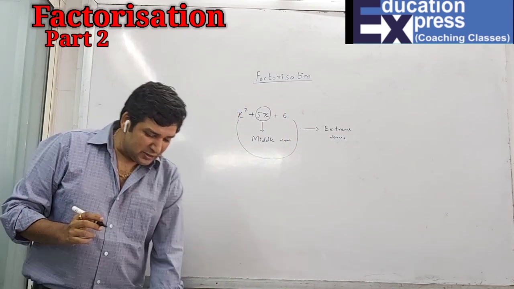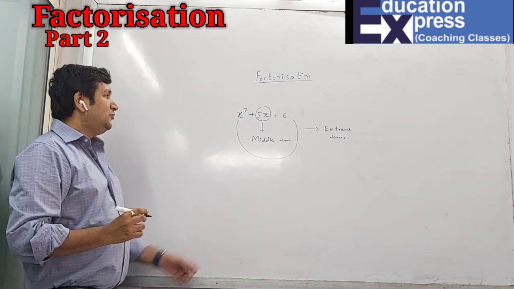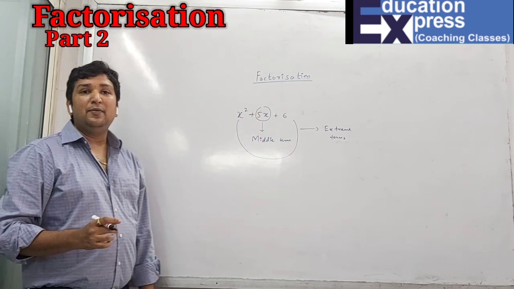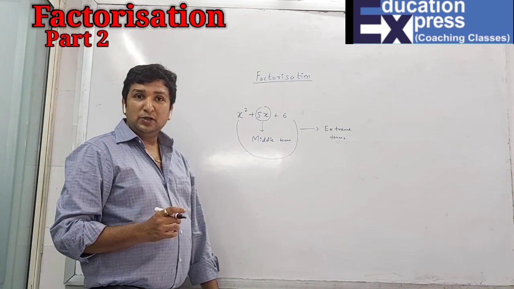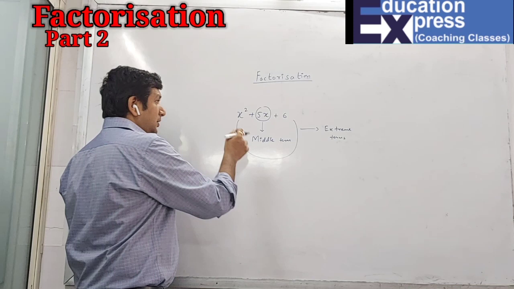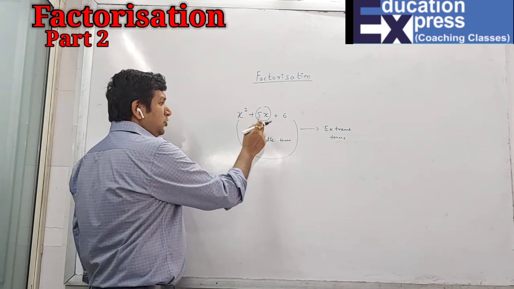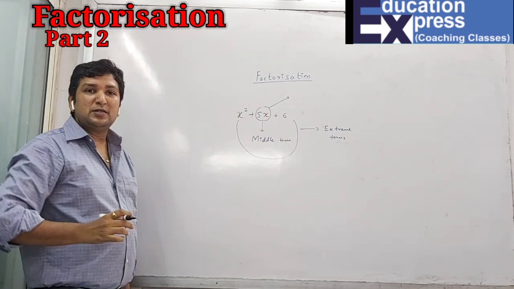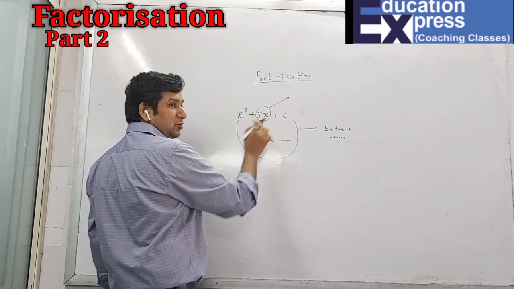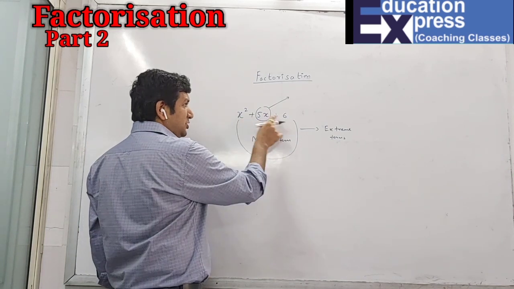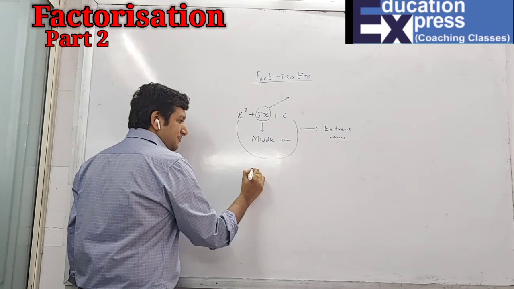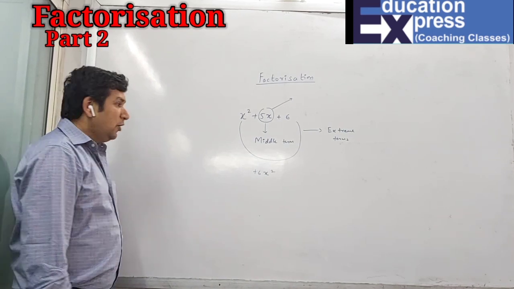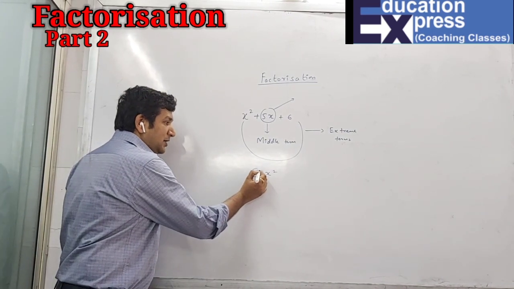So whenever this question of splitting the middle term comes, first you have to identify what is your middle term and what are your extremes. This plays a very important role. Once you know this is the middle term, just keep this particular number aside and take the product of the extremes. The product of the extremes over here will be plus 6 into x square, which is plus 6x square.